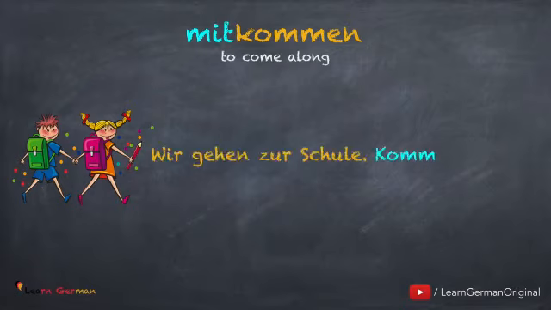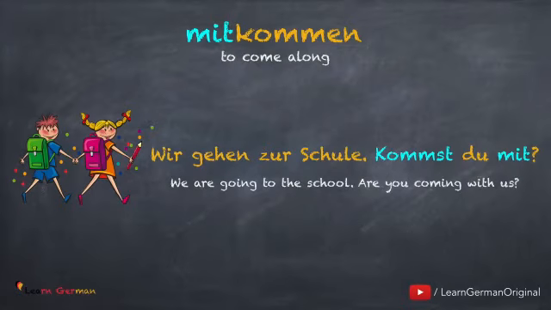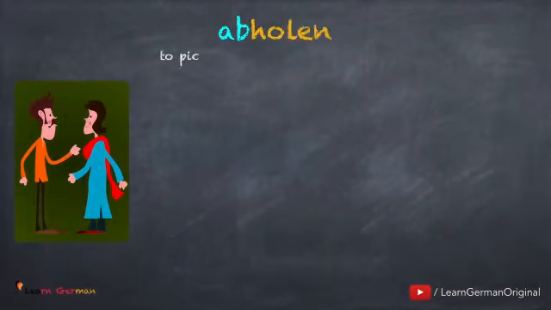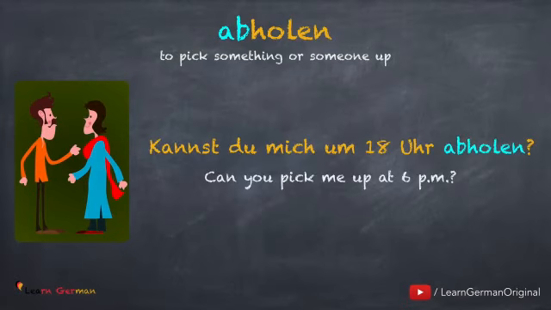Now let's learn some trennbare Verben we use in our daily life. The first verb is mitkommen. In this case, the prefix is mit. Let's see how to use it. Wir gehen zur Schule. Kommst du mit? The next verb is abholen, where the prefix is ab. Kannst du mich 18 Uhr abholen? If you notice, since we are using a modal verb here, the trennbares verb comes in infinitive at the end.